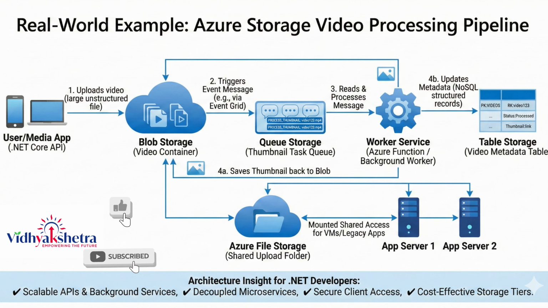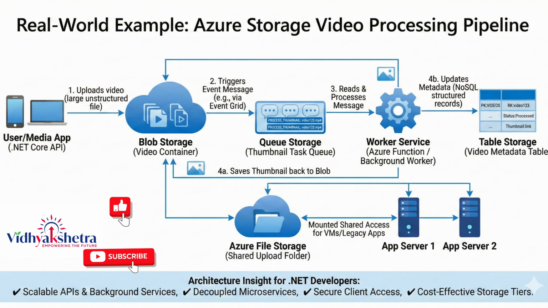Now the event message places a task into Azure Queue Storage. Queue Storage is a simple but powerful message queue system. Here, it stores a message requesting thumbnail generation, like process_thumbnail, video 1.23.mp4. Queues make the system reliable because even if the processing service is temporarily busy or offline, the message stays in the queue until a worker picks it up.